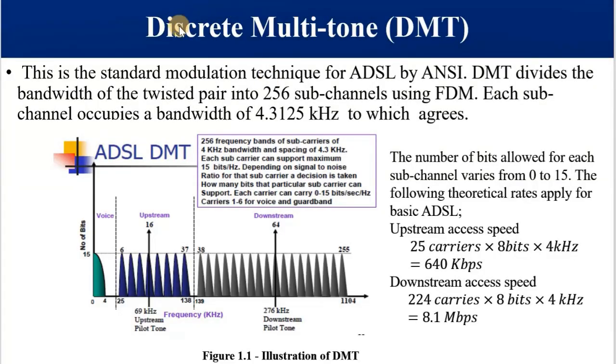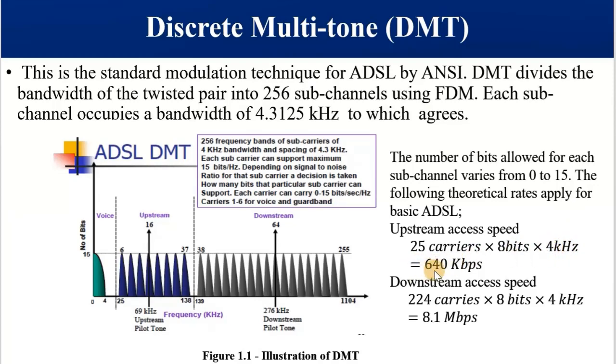More on discrete multi-tone modulation. As we said, the line is divided into 256 sub-channels, each of bandwidth 4.3125 kilohertz, and we are saying if we allocate 25 of these to the upstream, it means that for us to get the upstream speed, we are going to say 25 carriers multiplied by 8 bits, plus the bandwidth, roughly 4 kilohertz.